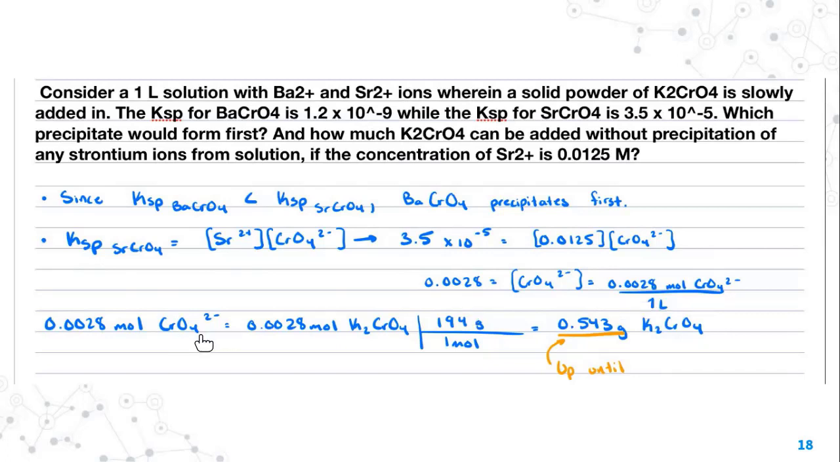So let's go ahead and convert that. So it's a 1-to-1 ratio with chromate and potassium chromate, so we can say that's the same number of moles. And then I have the molar mass here for you already, 194. And you multiply that, and you get your grams of potassium chromate. So this is the maximum amount, actually, that we can add in. So you can add it up until this amount, and after that, strontium will start precipitating. Strontium chromate will start precipitating out.